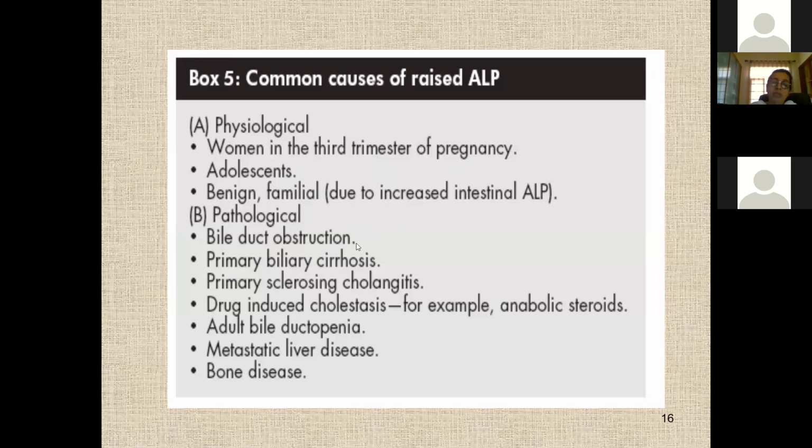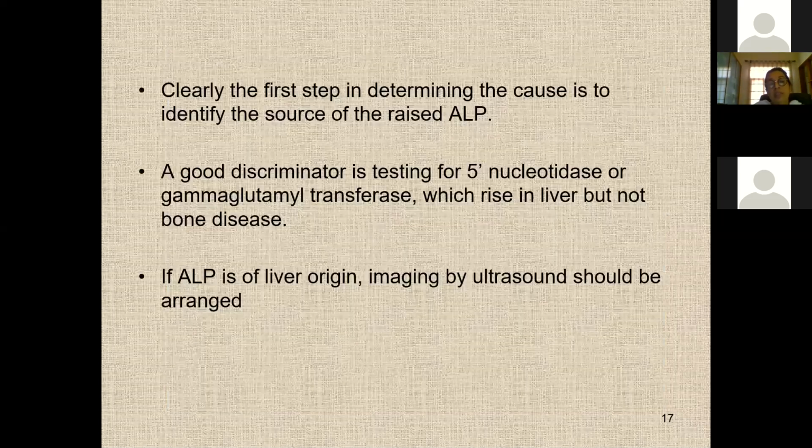Pathological causes: bile duct obstruction. Whenever you see raised alkaline phosphatase, you need to rule out biliary obstruction, primary biliary cirrhosis, primary sclerosing cholangitis, then there is drug-induced, metastatic liver disease, bone disease. So clearly the first step in determining the cause is to identify the source of raised alkaline phosphatase. A good discriminator is testing for 5-nucleotidase or gamma GT, which rise in liver but not in bone disease.